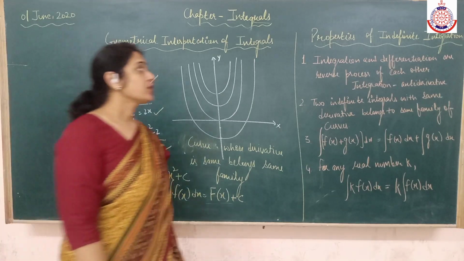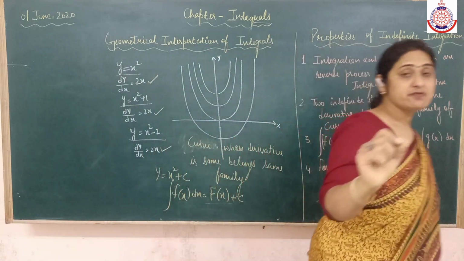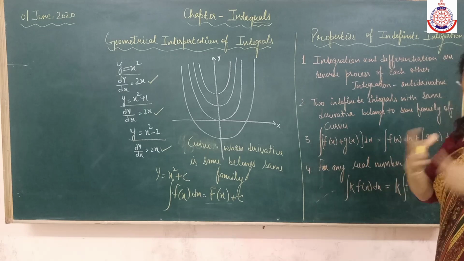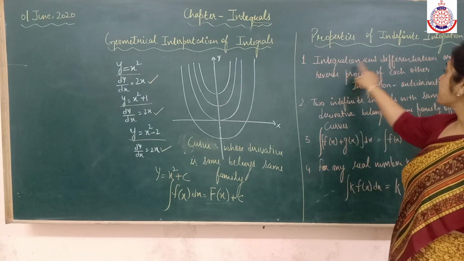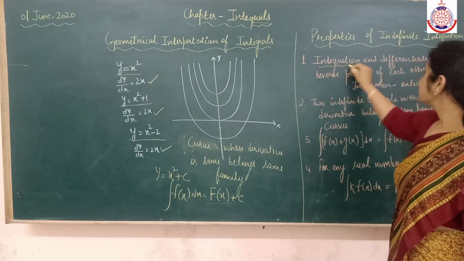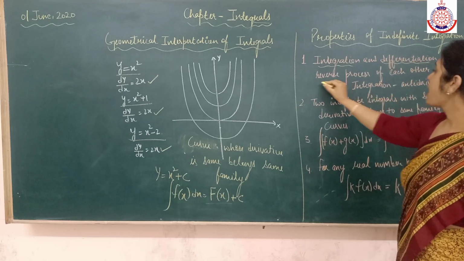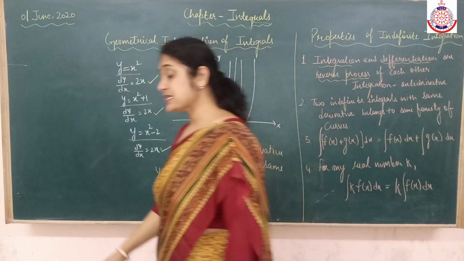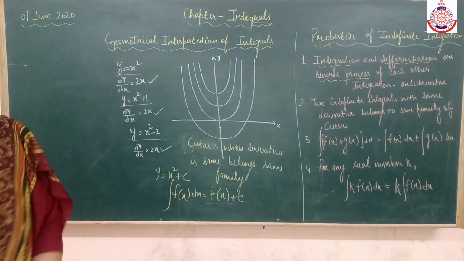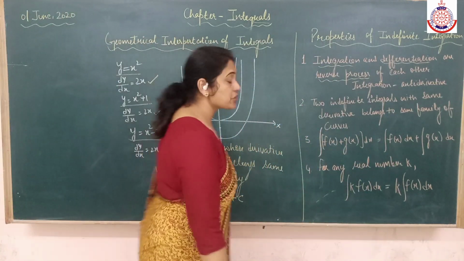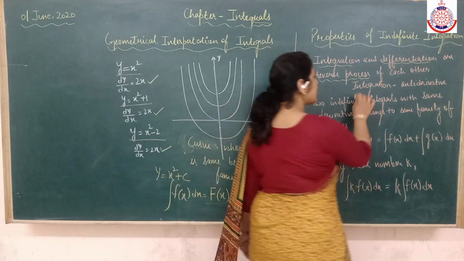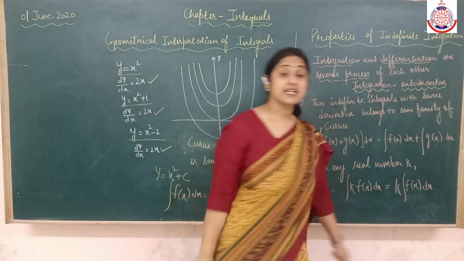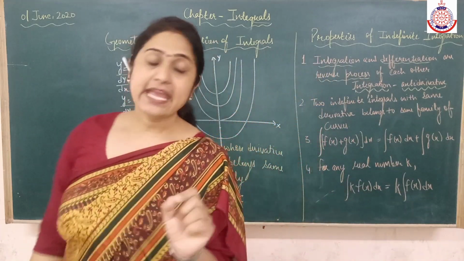Is this clear? Alright. Now there are certain properties which you need to keep in mind. First of all, this we have all done. I am just giving you in a nutshell. Integration and differentiation are reverse processes, that started from the topic from there only. That's why integration is called antiderivative.